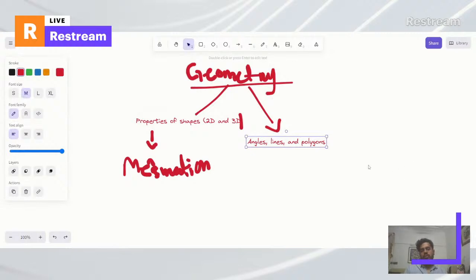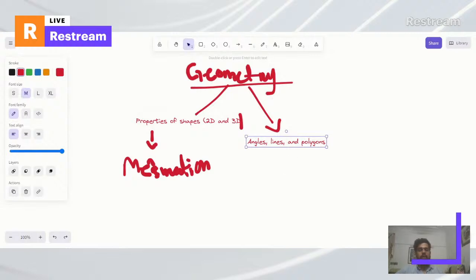All right, so we're going to study the difference between different types of lines and how they are drawn, and the types of angles between them. There are majorly three different types of lines, and we'll cover the properties of those lines.